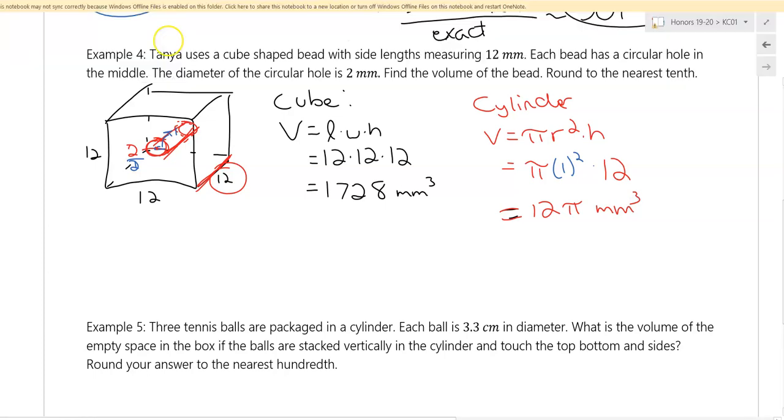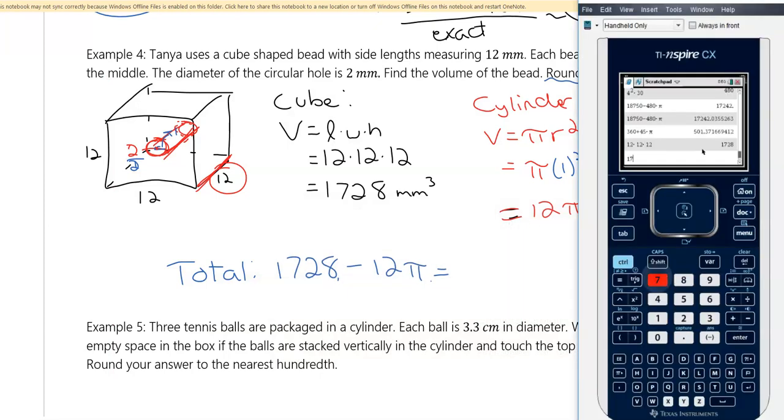Then for our total, I'm taking my cube and I'm drilling out this circular hole in it. So I'm subtracting. And this would be our exact answer. They don't have pi's in both. But I want to round it.